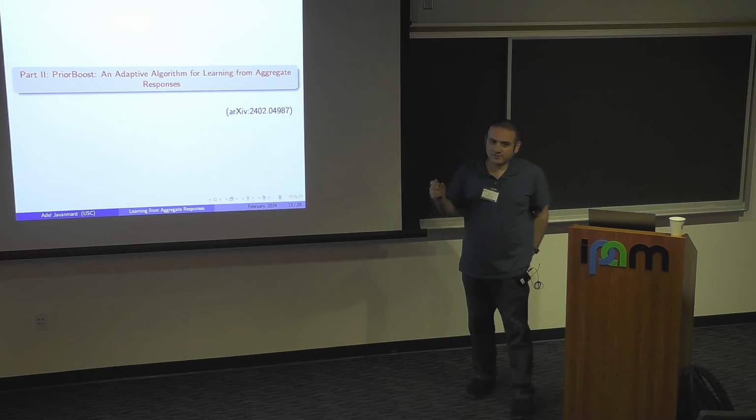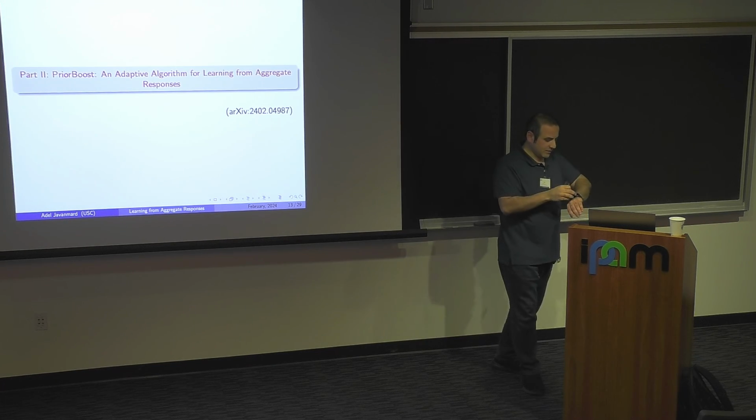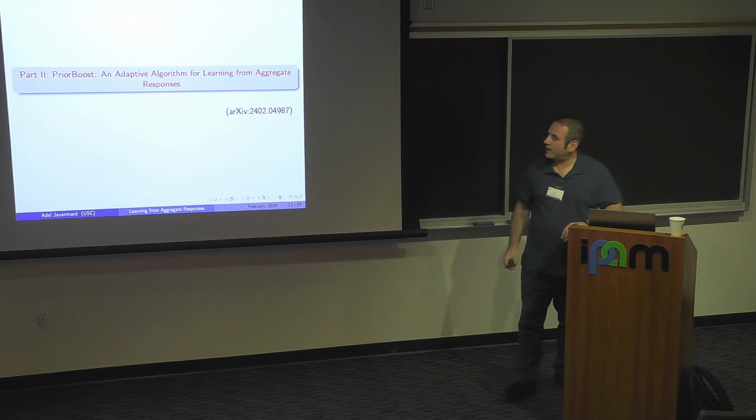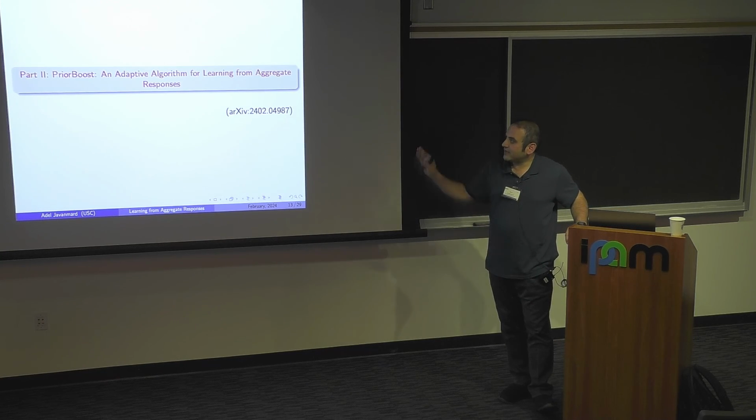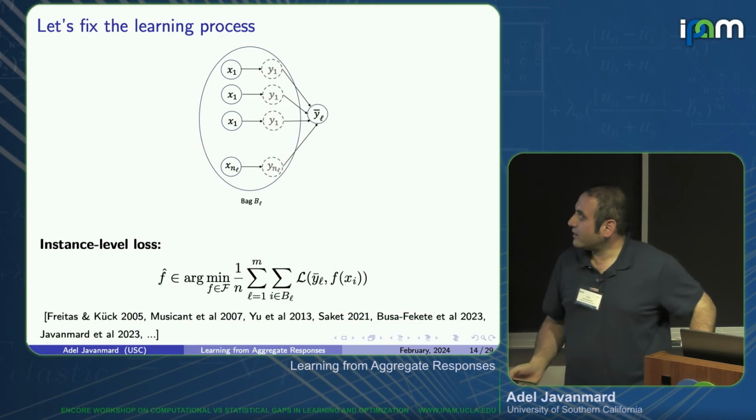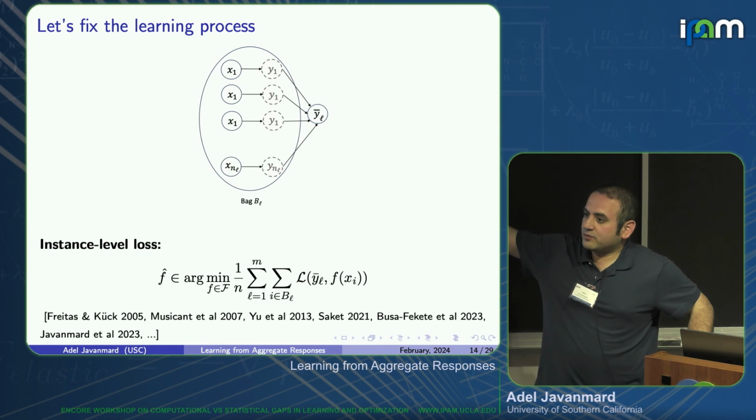Okay, so that was the first part that I wanted to talk about, the instance level versus the bag level one. And the second part is that I want to fix the learning process and then discuss how we can come up with a good bag construction, given the minimum size constraint that we have. That would be an algorithm called prior boost, which is an adaptive algorithm to come up with the bags.